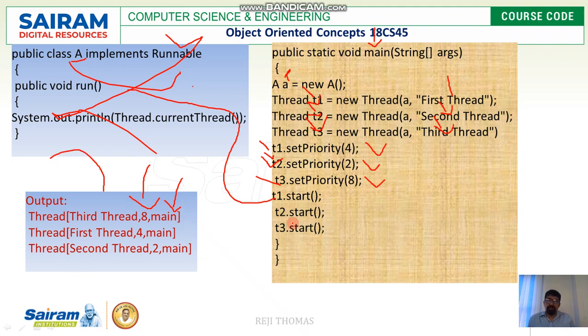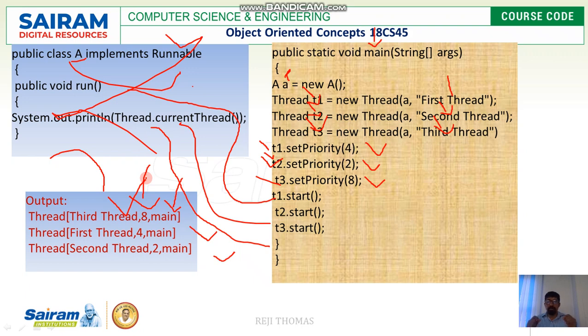At the same time, we have one more method called t3.start. All this will be done within a fraction of a second, and everything is going to call the run method, and finally we are going to get the output. Remember, even though t3.start is called at the last, it has got the highest priority. So this is going to be done first.